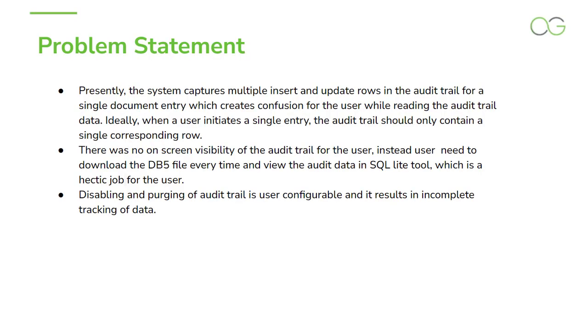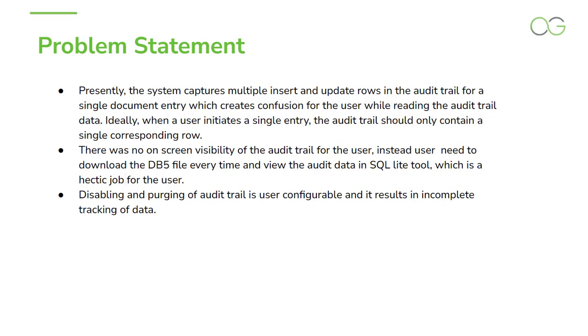Presently, the system captures multiple insert and update rows in the Audit Trail for a single document entry, which creates confusion for the user while reading the Audit Trail data. Ideally, when a user initiates a single entry, the Audit Trail should only contain a single corresponding row.